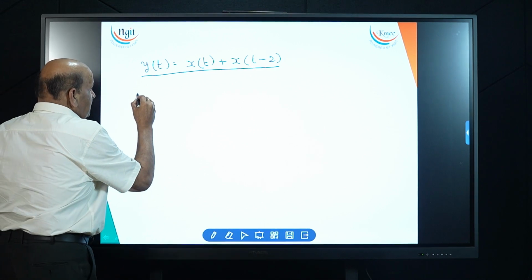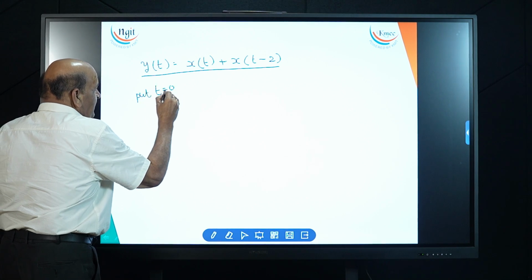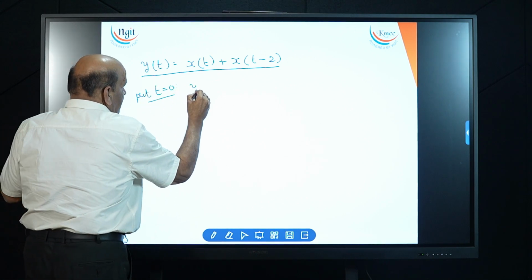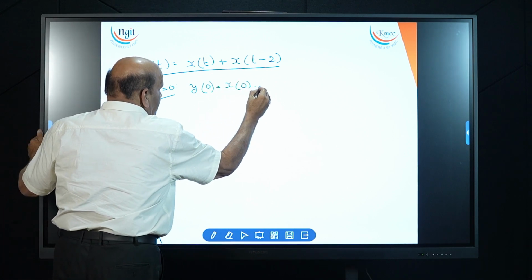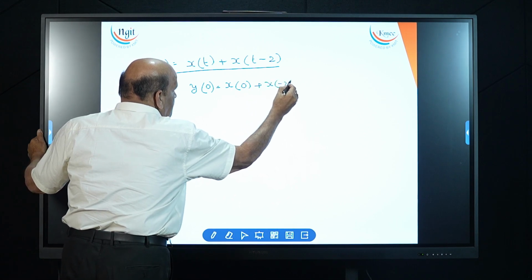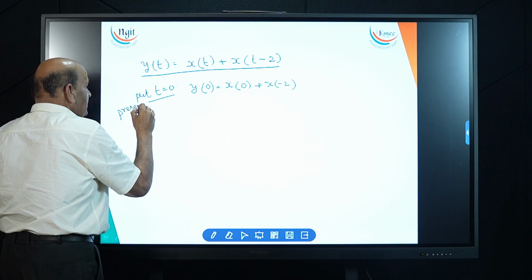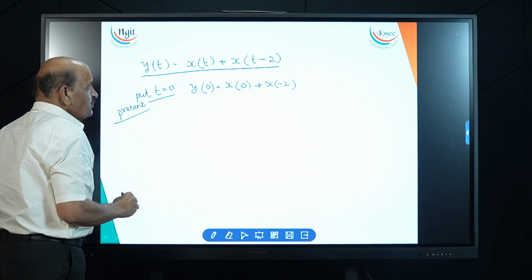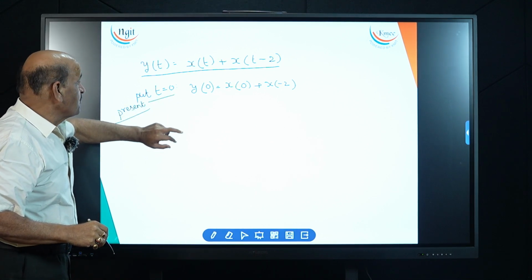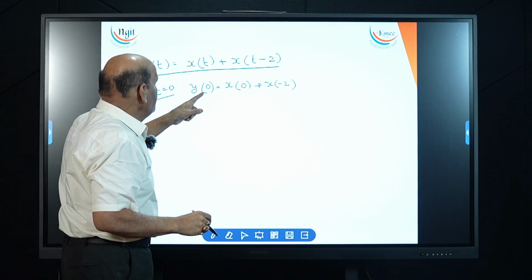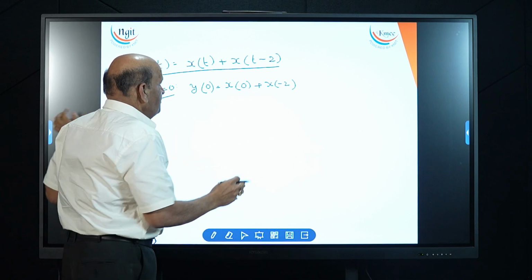In this way, you have to put t equal to 0 or t equal to 1, anything, no problem. The output can be y of 0 equal to x of 0 plus x of minus 2. What does x of 0 represent? This is the present value, with time equal to 0. Now substituting time equal to 0, you get y of 0 equal to x of 0 plus x of minus 2.